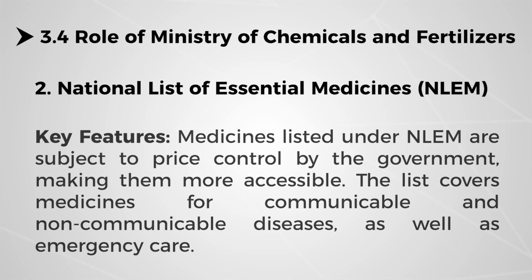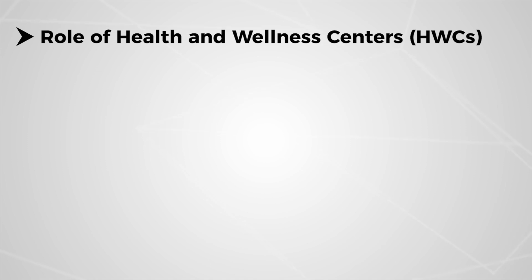The medicines listed under this are subject to price control by the government, making them more accessible. For example, medicines for diabetes and cancer. The list covers medicines for communicable and also non-communicable diseases, as well as emergency care also. Okay. So what is the role of these health and wellness centers?